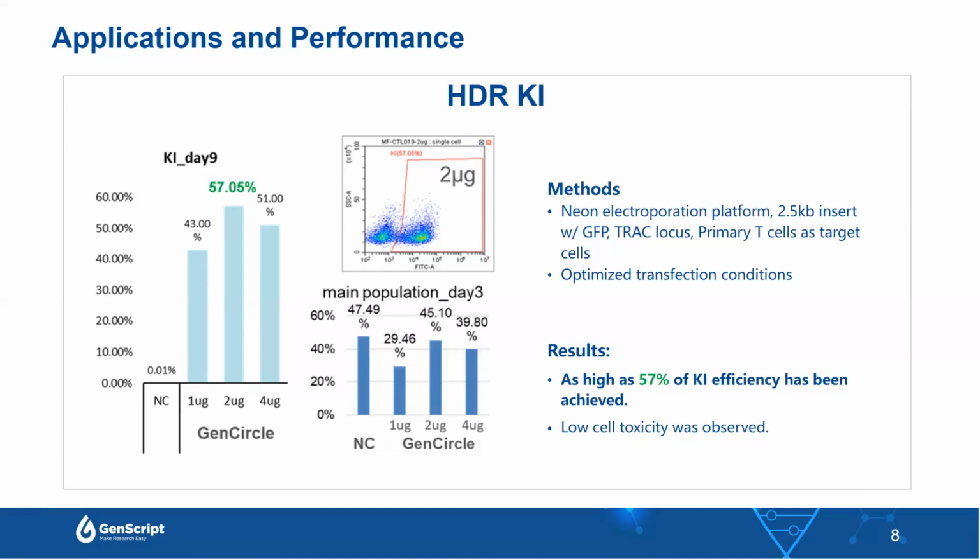And recently, we achieved a higher knock-in efficiency by optimizing the transfection conditions. We observed as high as 57% knock-in efficiency using the GenCircle as a knock-in template. And also, low cell toxicity was observed.